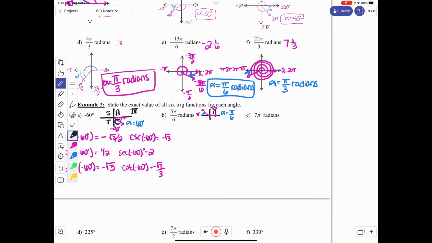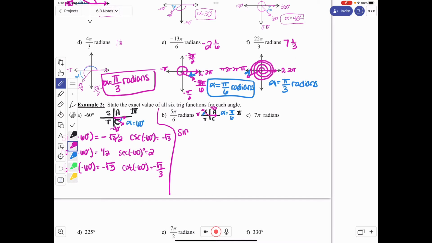Now, if I draw in my ASTC, I'm in quadrant 2, or S. I've already got the S mark. So the only ones that are going to be positive are sine and cosecant. Cosine, secant, tangent, and cotangent are going to be negative. Okay, so let's see here.